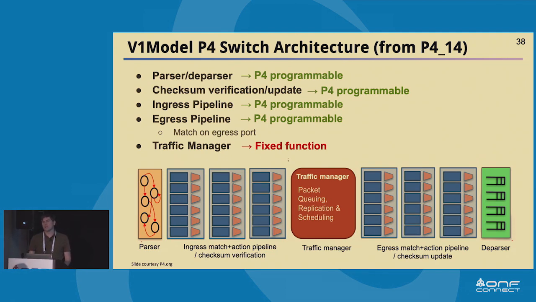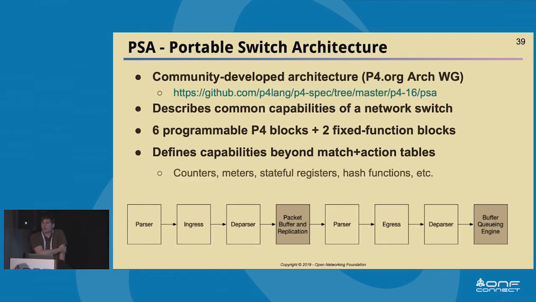Again, this comes from P4.14, and because of this, it has some limitations. So the P4 community got together to define other architectures. Another example of a P4 architecture is called PSA, which stands for Portable Switch Architecture. This is a community-developed architecture, so you can find a specification at this GitHub address. This architecture describes the capabilities that are common to a network switch, where by network switch, we mean a device with at least a dozen ports. It defines 6 programmable P4 blocks plus 2 fixed function blocks.